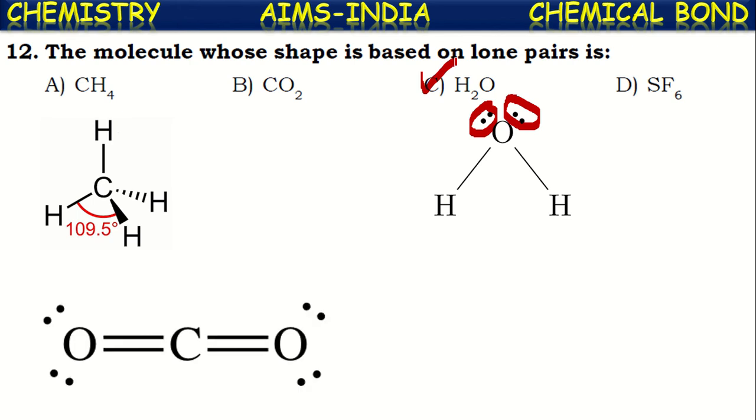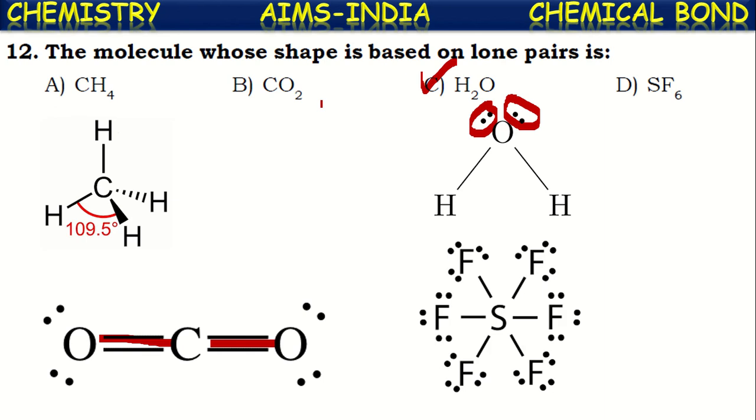If you see carbon dioxide, in this also the central atom has no lone pairs, only bond pairs are there. So its shape also won't be dependent on the lone pairs. And if you see the next, SF6, sulfur hexafluoride it is called. In this, the central atom is sulfur. It also has only 6 bond pairs and no lone pairs. So its shape won't be dependent upon the lone pairs at all.